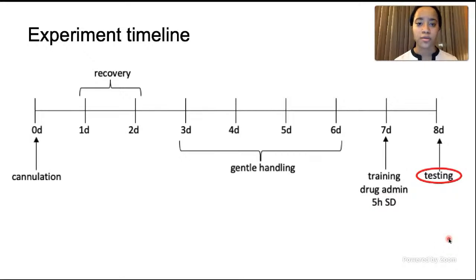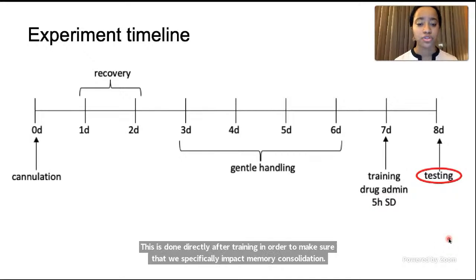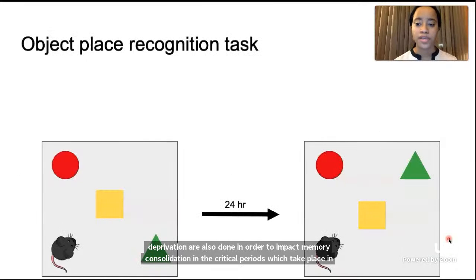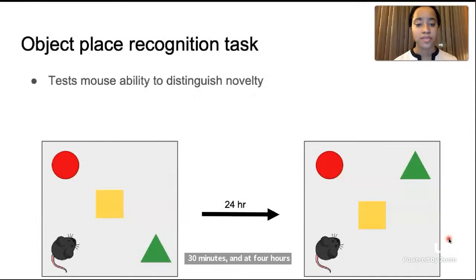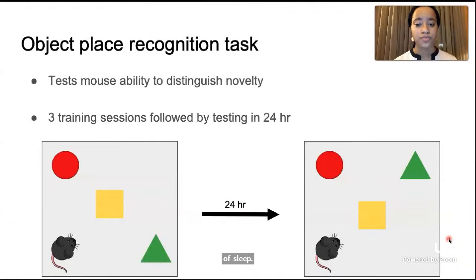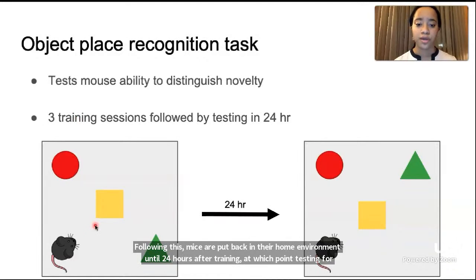Following this, mice are put back in their home environment until 24 hours after training, at which point testing for the object place recognition task takes place. The object place recognition task tests the mouse's ability to distinguish novelty. The mice are trained for 3 sessions in an object configuration like the one shown in the figure below.